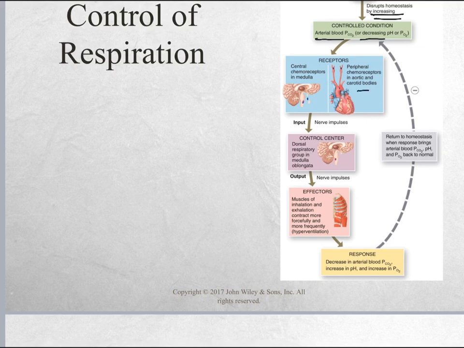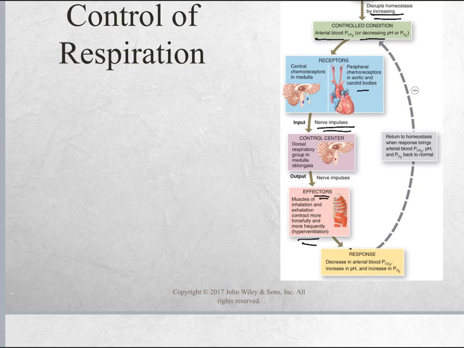Our carotid bodies and our aortic bodies are also going to detect this decrease of oxygen. And what's going to happen is we're going to send impulses. These nerve impulses are going to go to the dorsal respiratory group in the medulla oblongata. As a result, we're going to send nerve impulses to our effectors, the muscles. These muscles of inhalation and exhalation are going to contract more forcibly and more frequently, giving us a state of hyperventilation. Our end goal is to increase oxygen by decreasing carbon dioxide concentrations in blood.